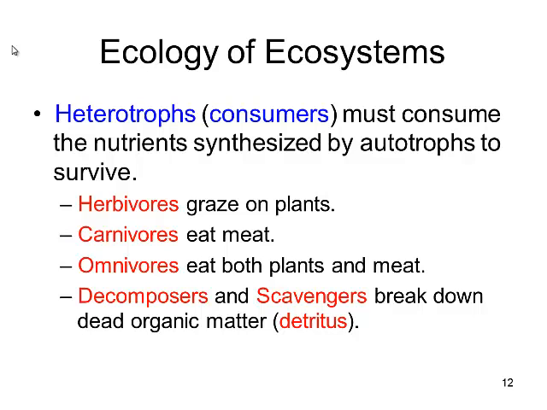And then we have organisms called omnivores, which is what you guys are. They eat both plants and meat. And then decomposers, they break down that organic matter. Without decomposers, can we have all of these other guys? No, because the nutrients that they break down are going to be absorbed by autotrophs and used by heterotrophs. So decomposers and scavengers are going to break down dead organic matter. And what's that called? Dead organic matter. Detritus.